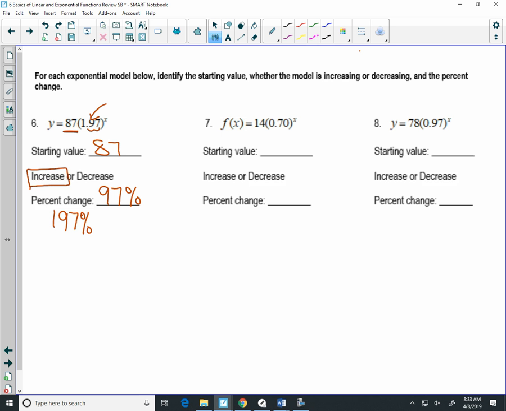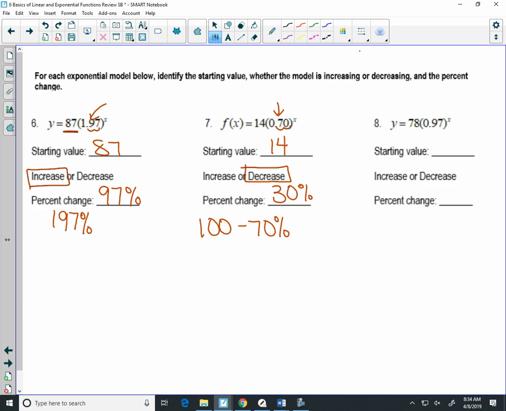Our starting value for 7 is 14. Since our number attached to our x here is less than 1, this is a decrease. So the first thing I'd like to do is change that into percentage form. And then how far is 70 from 100? You can just do a little subtraction problem. It's 30% away from 100.